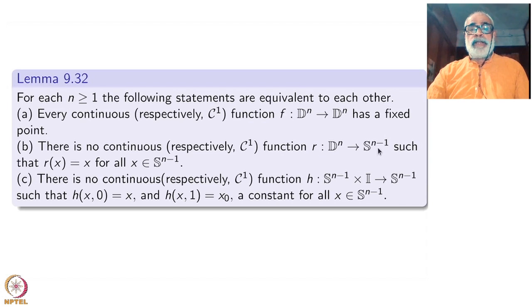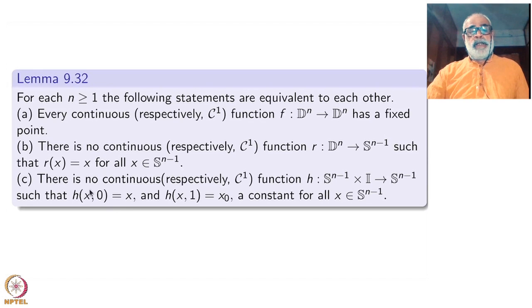So the codomain has changed here. Pay attention to that, such that r of x equals x for all x inside Sn minus 1, that is the boundary of Dn. Such a map r is called a retraction of Dn onto Sn minus 1. We don't need that word, but just for your information, I am telling you that.